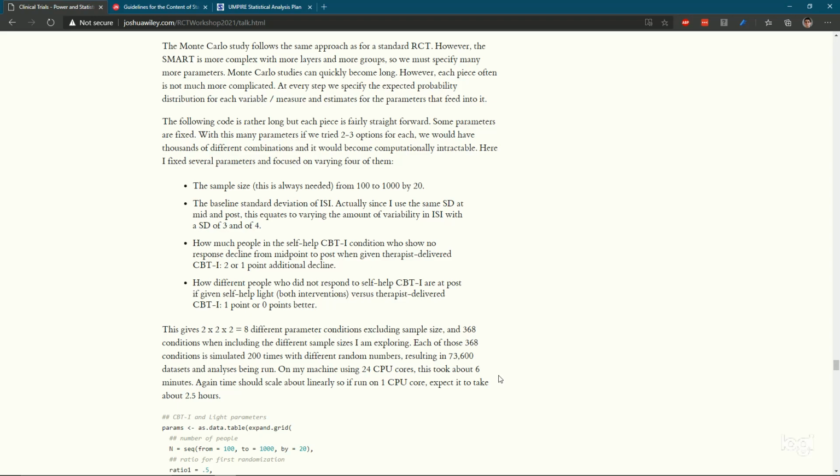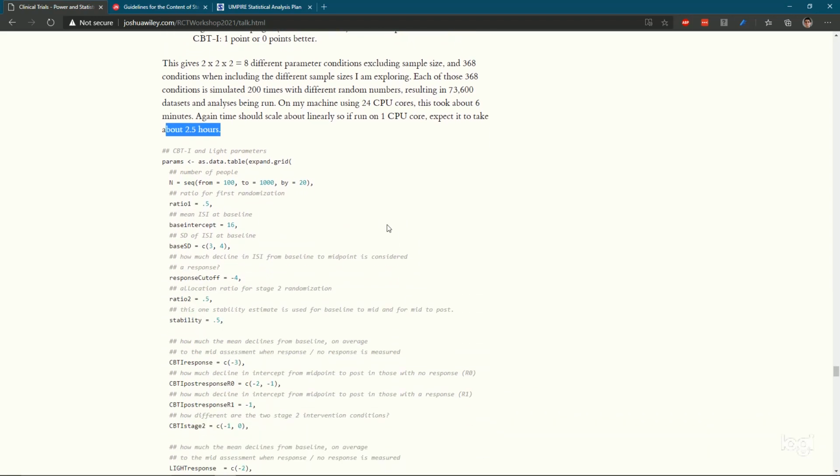It should scale fairly linearly, so if you are only running this on a single CPU core, you might expect it very ballparky. This isn't the only thing that matters, obviously, but speed matters too, but I might expect it to take around 2.5 hours. Now, while this code is a lot longer, and again, if you're not interested in the code, feel free to skip over this, each piece is fairly straightforward.